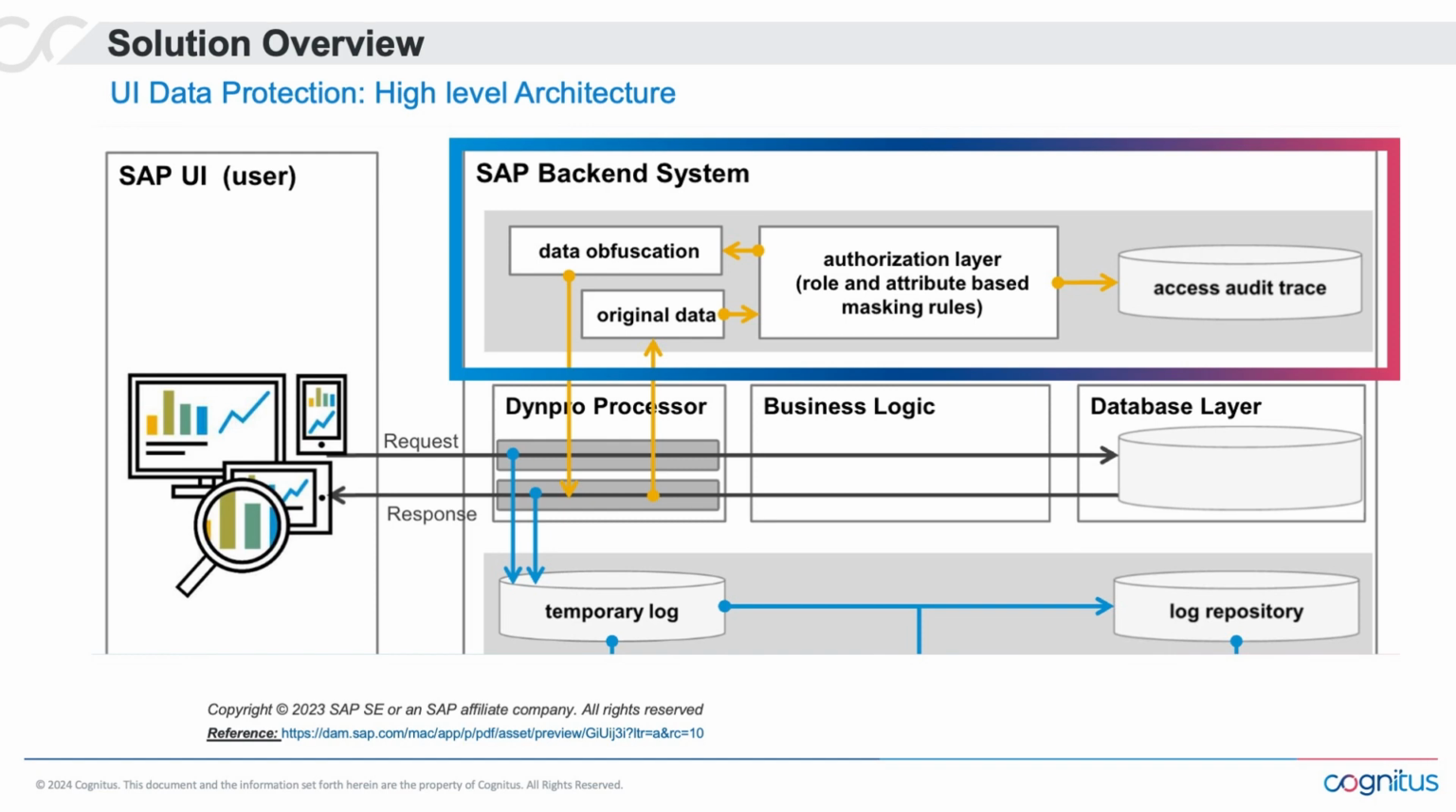So just before the response reaches the UI, it is pulled up into the authorization layer that determines if it is safe to reveal this information, and it does it based on either user roles or data protection policies. So based on the result from this authorization layer, either the data will be obfuscated or it will remain unchanged. And finally, the information is passed on to the UI with sensitive data being masked.